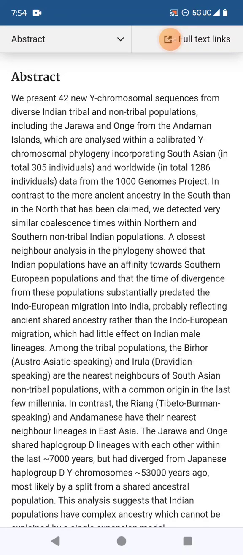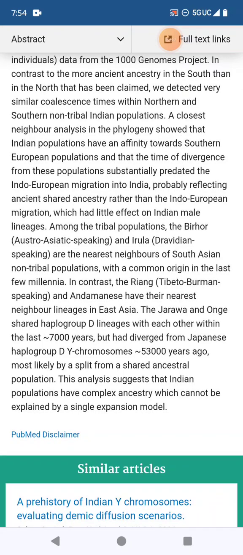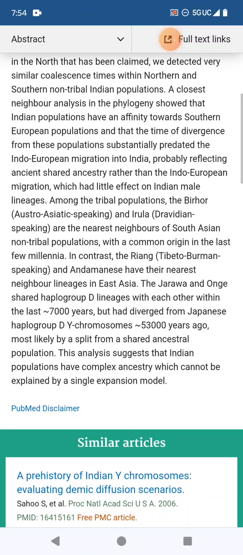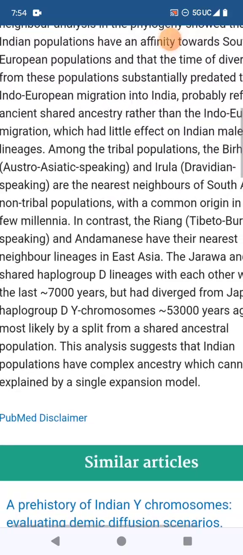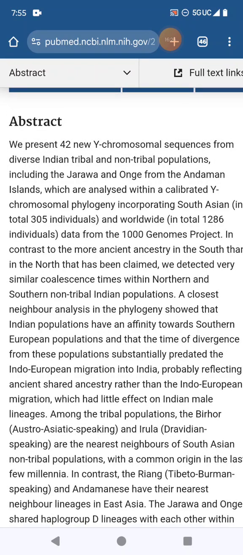So they sampled in total 1286 individuals from various parts. So yeah, D being a very common haplogroup in the region of South Asia, even though you have overwhelmingly a good amount of O, H, Q, a lot of genetic markers, T, in the same region.